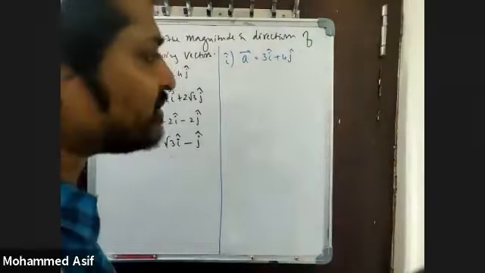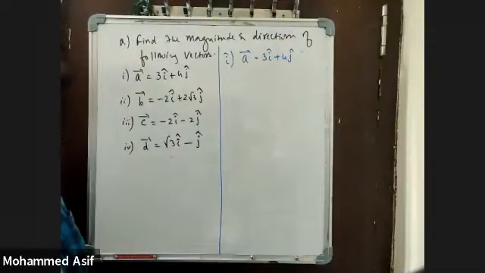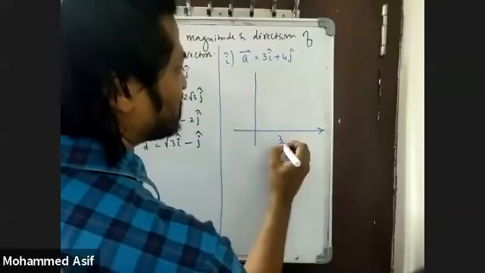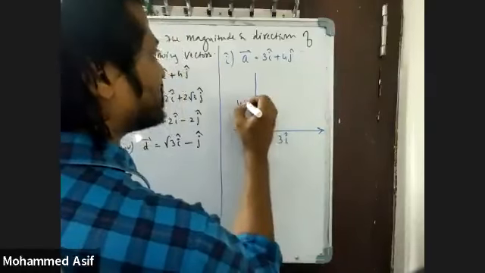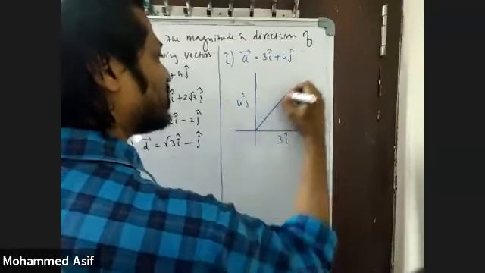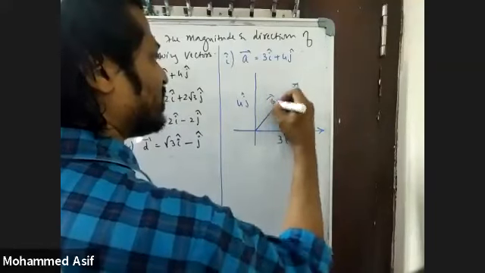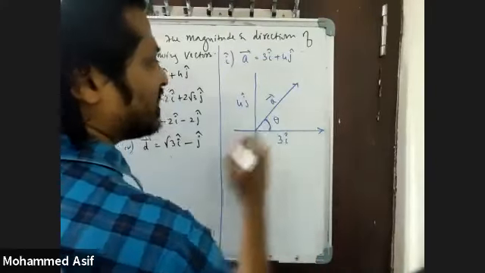3i cap means in which direction? X axis. J cap means Y. So I'm writing in terms of coordinates. This one is 3i cap, this one is your 4j cap. This is a vector, nothing but A bar, and it is making an angle of theta.